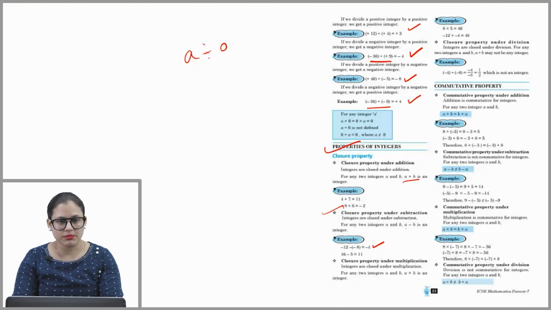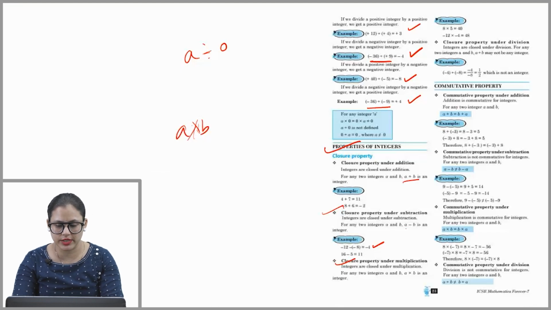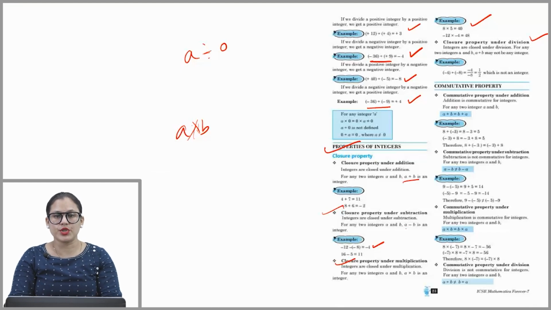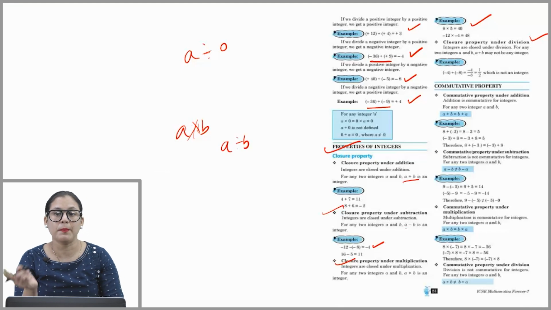And closure property under multiplication. Integers are closed under multiplication. For any two integers a and b, a into b is an integer. For example, 8 into 5 is equal to 40, which is also an integer. Okay. Next, closure property under division. Integers are not closed under division. For any two integers a and b, a divided by b may not be an integer.